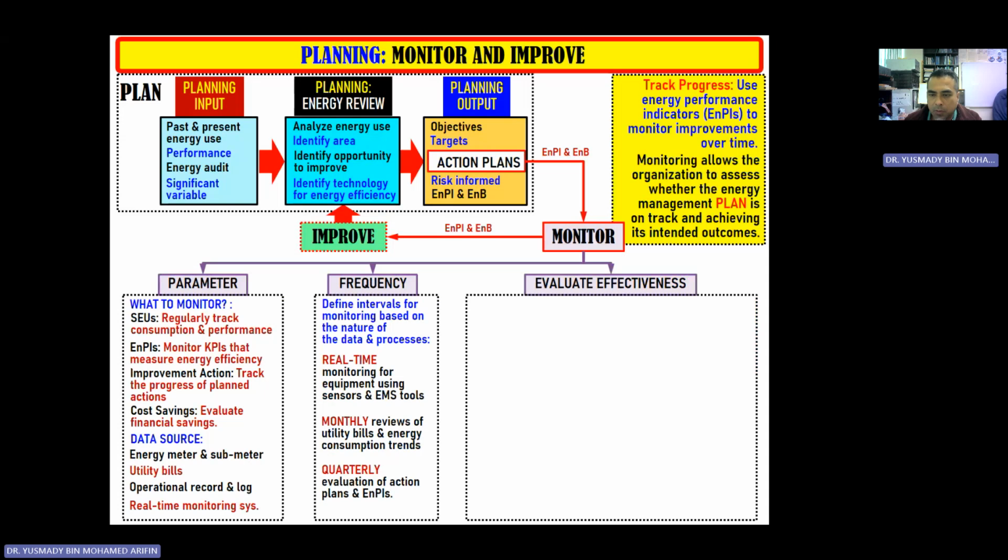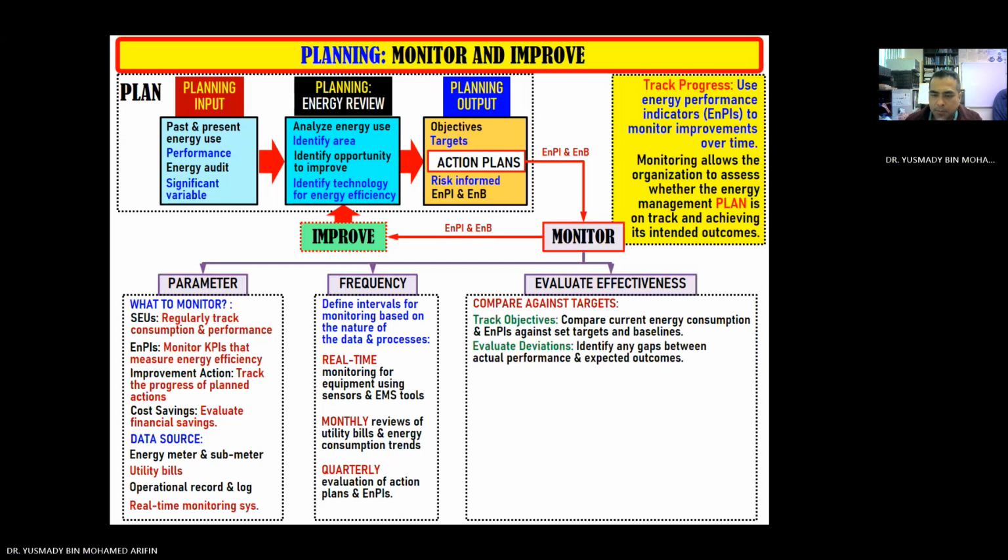And we need to evaluate the effectiveness by comparing against targets. We need to track the objective, where we compare current energy consumption and the energy performance indicator against the set target and baseline. We need to evaluate deviation, where we identify any gaps between actual performance and the expected outcome. So in order to evaluate effectiveness, we also need to analyze the result, evaluate deviation, and use data analysis techniques to understand trends and patterns in energy use.